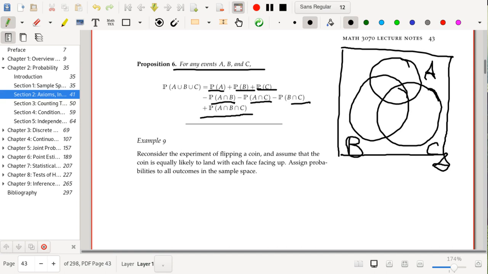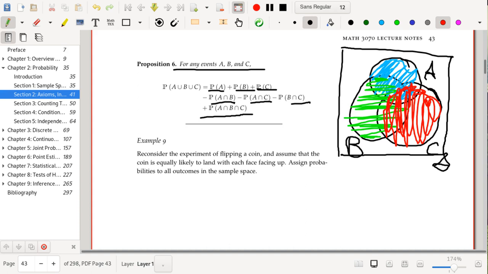Let's see. So what does it mean to add the probability of A, probability of B, probability of C? What we're trying to do is figure out the area that is enclosed in all three circles. But those circles are overlapping with each other, so we need to figure out how to handle the overlaps. So we're going to color in the probability of A. That's what we're told to do first. Then we're going to color in the region enclosed by B. That's what we need to do second. Then we're going to color in the region enclosed by C, because that's what we've been told to do. You can almost read this as a set of instructions on how to calculate an area.